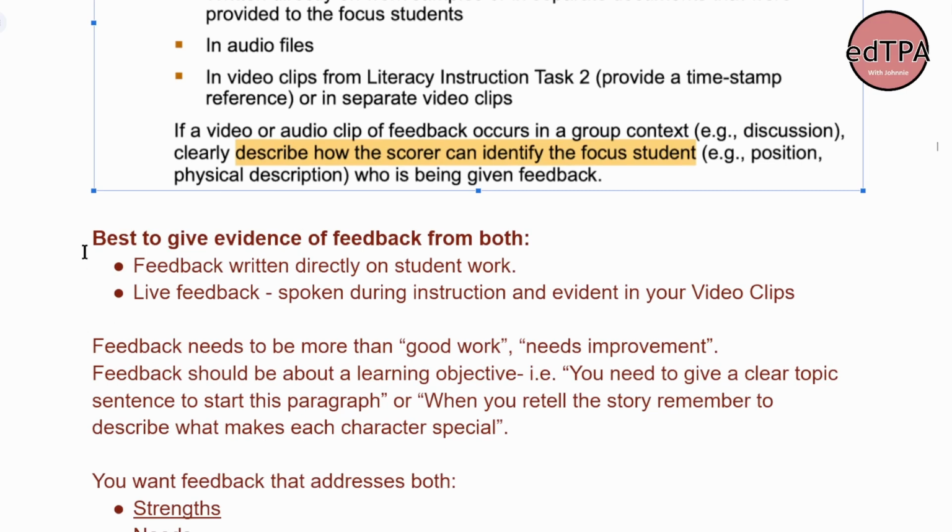Okay? So my suggestion is you best give evidence of feedback from both. First, feedback written directly on students' work, and this has to be more than just good job. This has to be about what they did. I really like how you started the topic sentence off clearly to get the paragraph going. It is good that you took time to reconsider what vocabulary might be used in this sentence to make it a stronger sentence. This is very specific to the learning goals of your lesson and related skills.